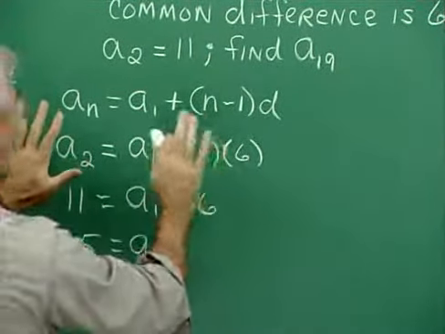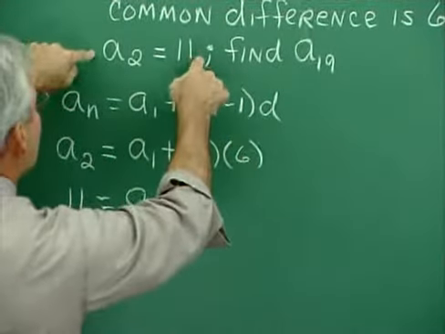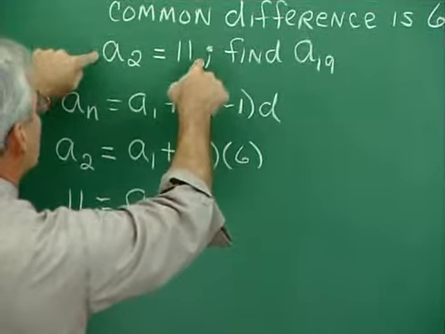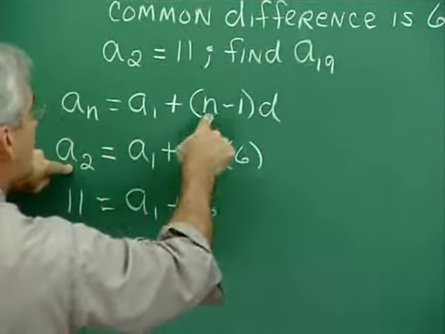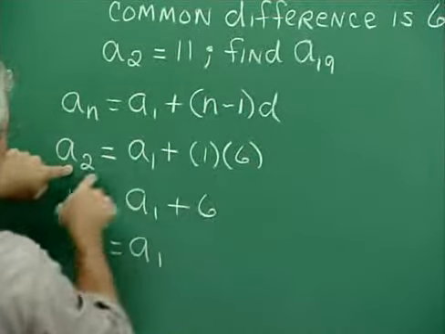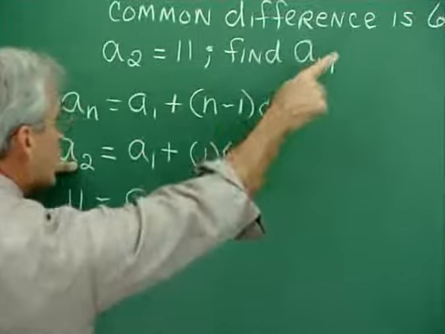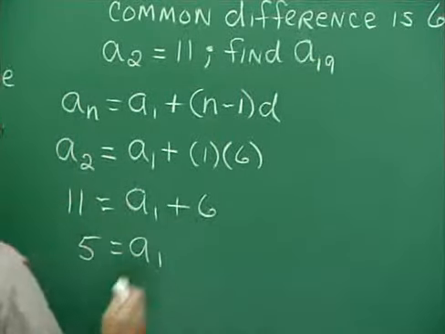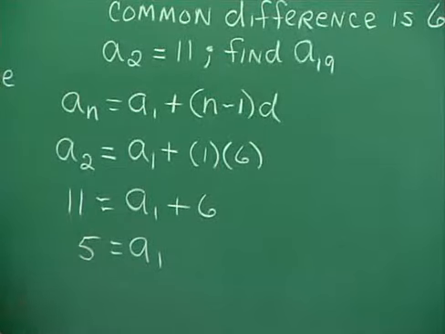Now, again, notice what we did. We took the very general model, and we put in information that a sub 2 is equal to 11. A sub 2 is equal to a sub 1 plus n minus 1 differences. The n minus 1 is 2 minus 1 to give this 1. And then the common difference was given as 6, and then away we go to find the value of a sub 1. We had to make that substitution for 11 here, though, don't forget.